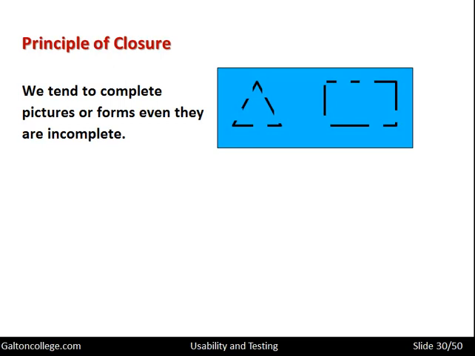We tend to complete pictures sometimes, or forms, even if they are incomplete. The one on the left is a set of lines. Some of the lines have little angles on them, and some of them are just incomplete lines. But in fact, if you look at the object in total, it's a triangle. We've completed it in our head. It's a principle of closure. The one on the right, a set of lines again, but in fact, if you look at it, it's a rectangle. Principle of closure.